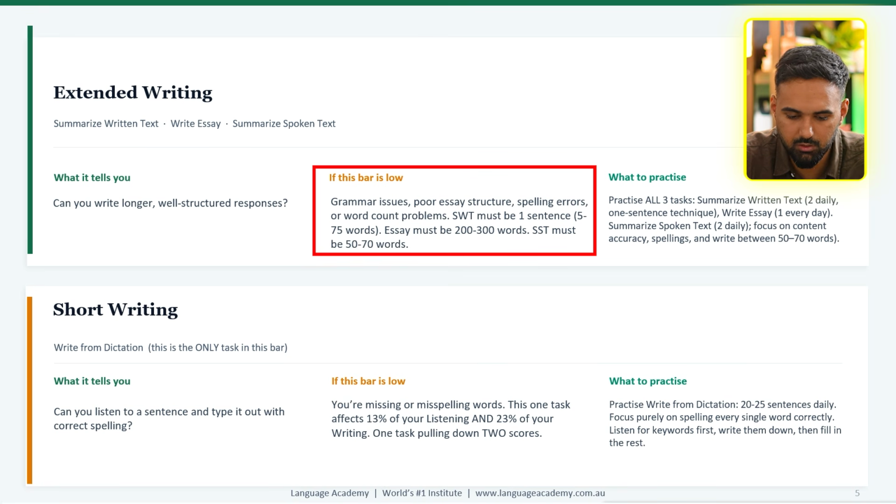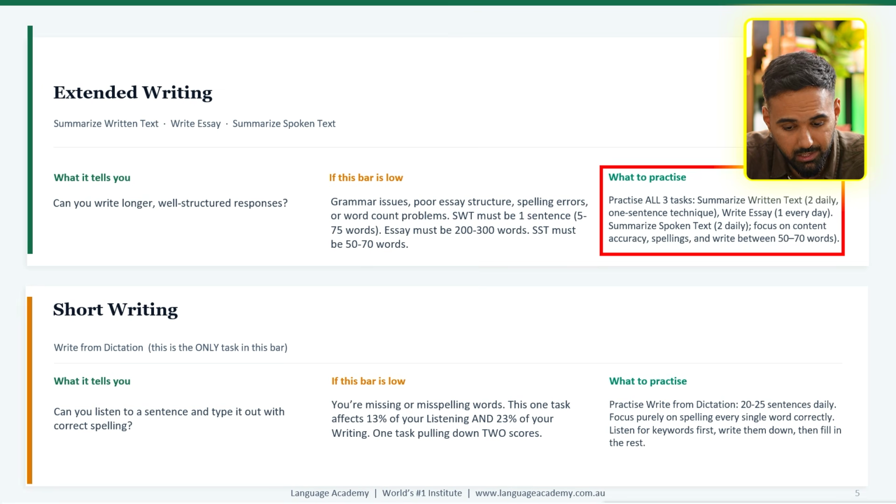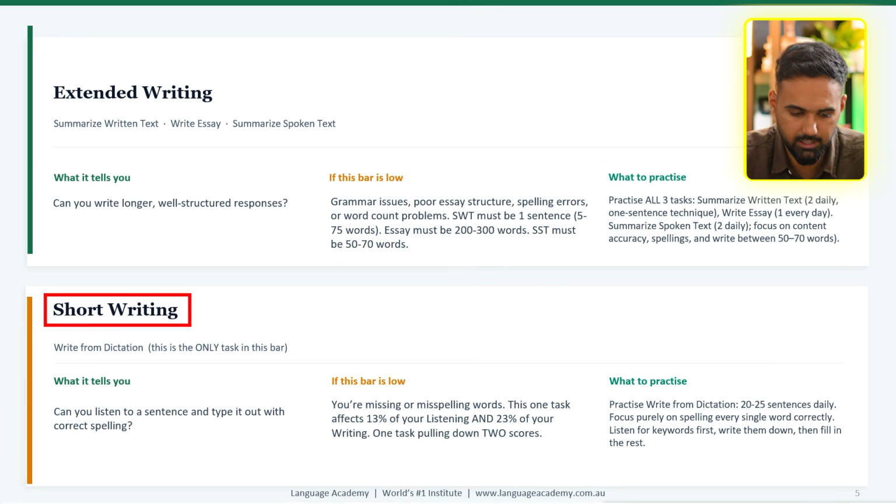Remember, summarized written text should be just 1 sentence, essay should not exceed 300 words and should be minimum 200 words, and summarized spoken text in PTE Academic should be 50 to 70 words. If this is low, you have to practice all the 3 question types: summarize written text, essay, and summarize spoken text.